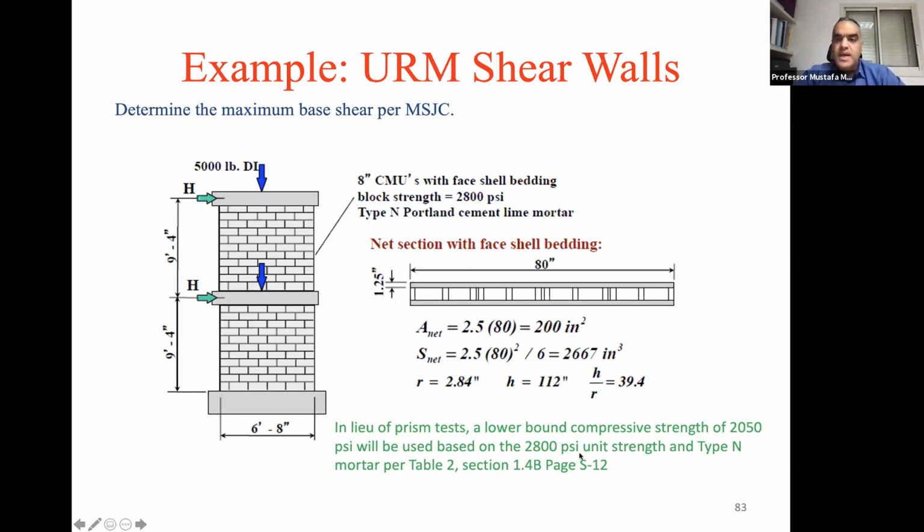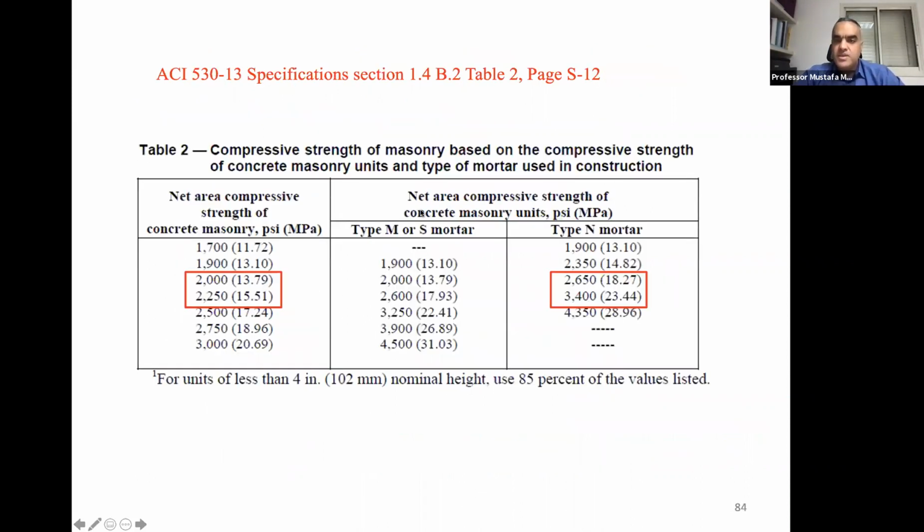So now here, the net area compressive strength is 2800 psi. So that is between 2650 for type N, and 3400 psi. So that will give me something in between for F prime M, between 2000 psi and 2250 psi.